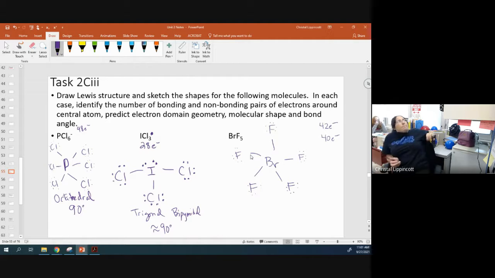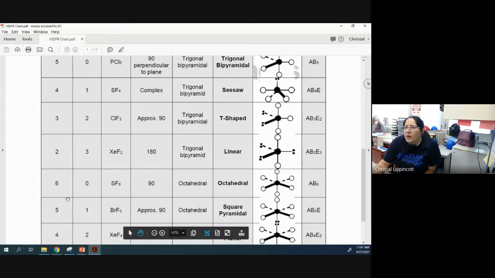How do you know not to put a double bond for the drawing here? Fluorine can't have a double bond. That would require fluorine to expand its octet. You can't do that. All right, but I do have 40 electrons. I have 2 more to place, so there's a lone pair on the central atom. So then we go over to our chart. This is 5, 1, so that's square pyramidal, and it's approximately 90 again.